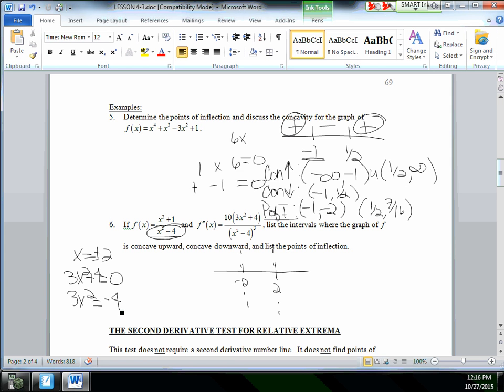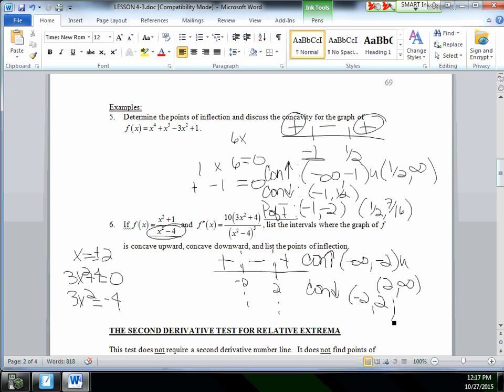So we plug in negative 3. Well, we know if I plug in a negative up there, that top is always going to be positive. If I plug in a negative 3 here, that will be 9, which will be positive as well. If I plug in 0, that's negative. And I know if I do positive 3, it's going to be positive. So I know it's concave up from negative infinity to negative 2, and from 2 to infinity, and it's concave down on the interval negative 2 to 2.